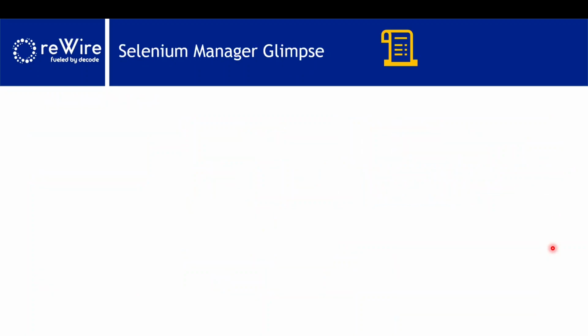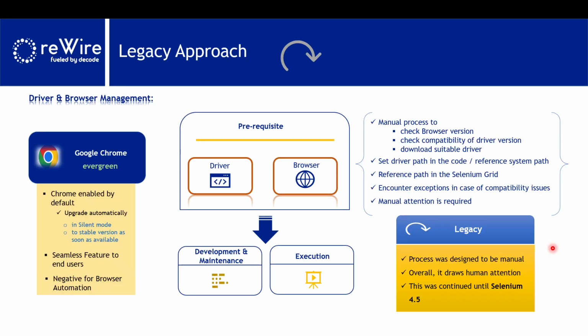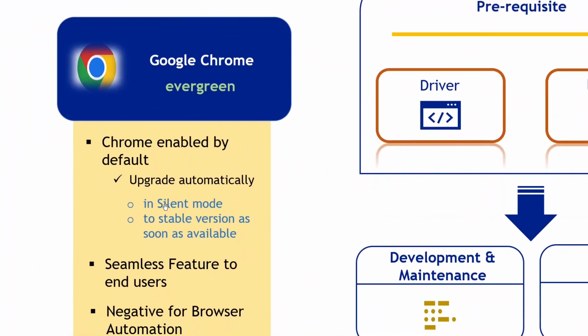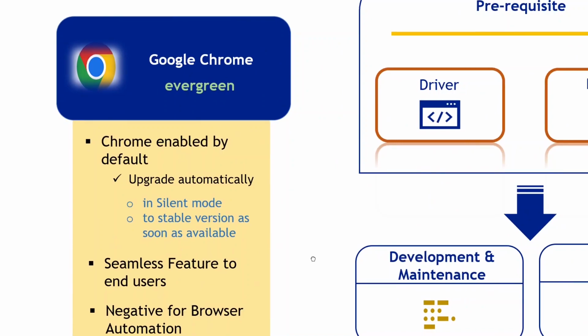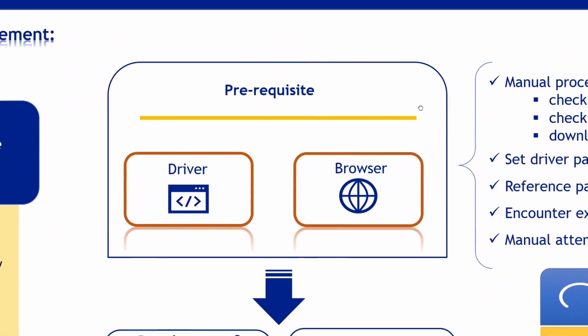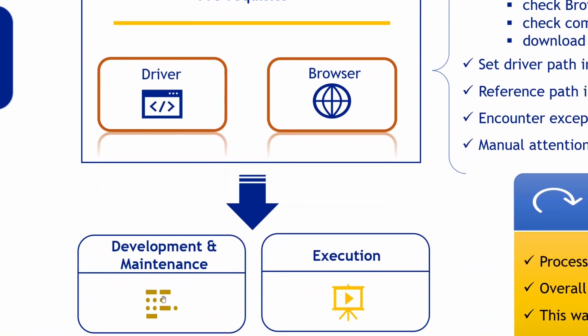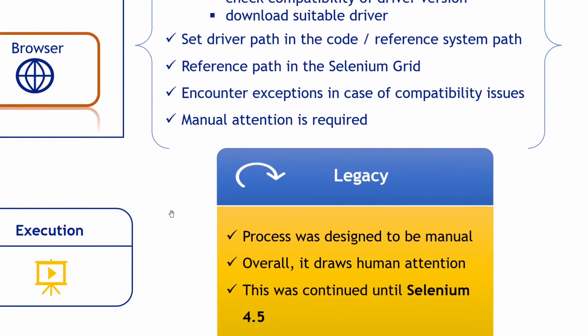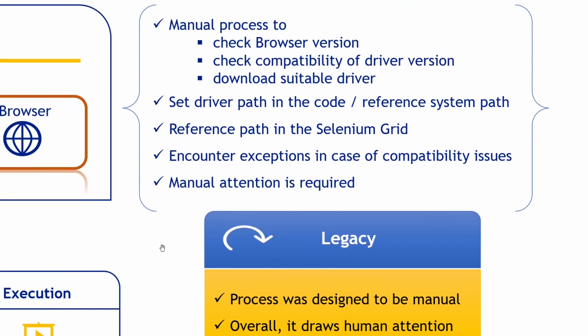So that's about the legacy approach that we have here. I think you know this one. This is the Google Chrome we have in silent mode. It will be installed, and then these are the prerequisites that we need to take care of for every activity, development, maintenance and execution, and these are the fallbacks that we have in the legacy approach.